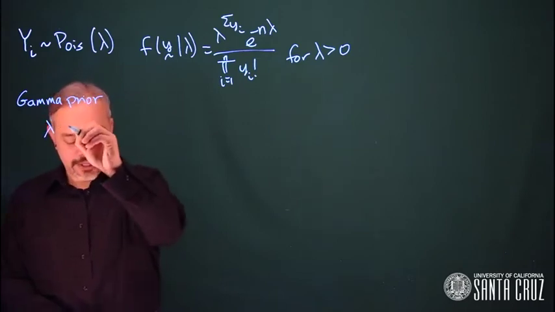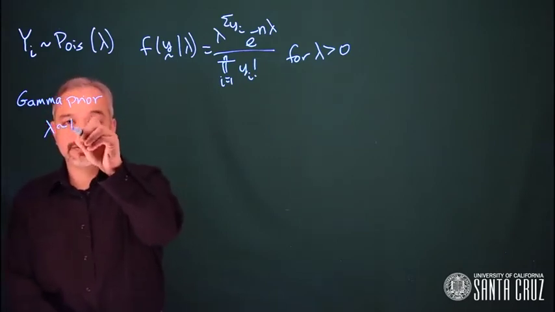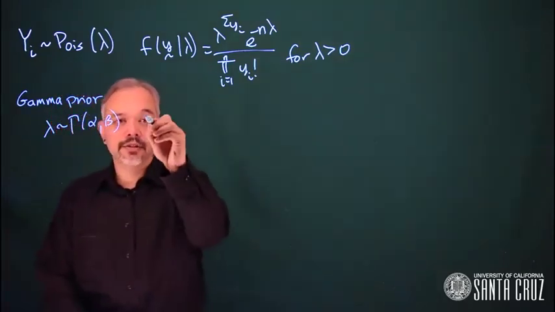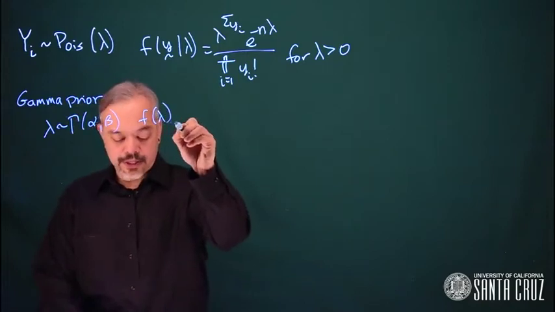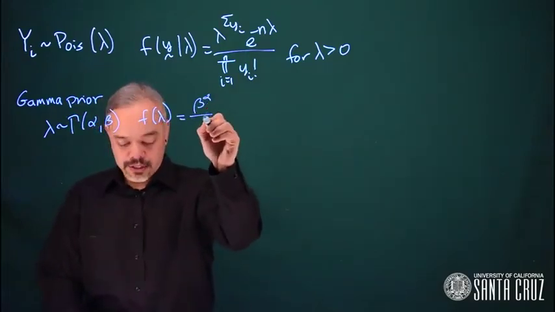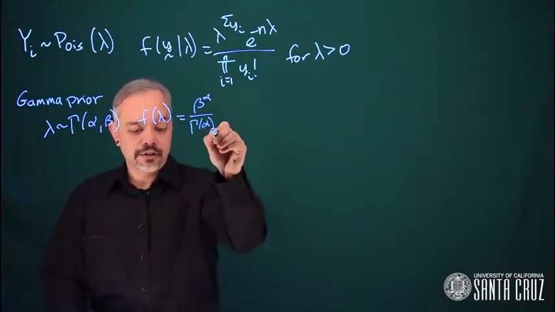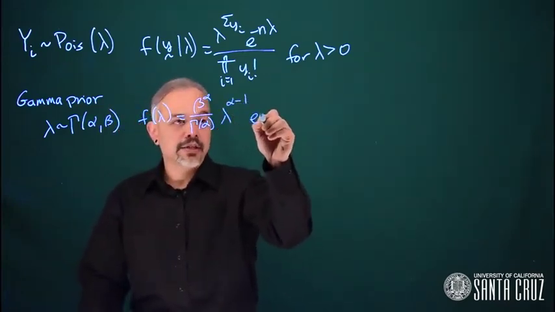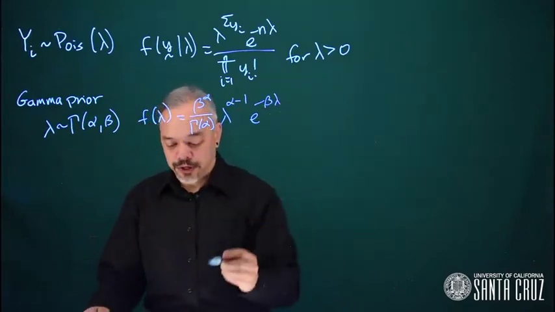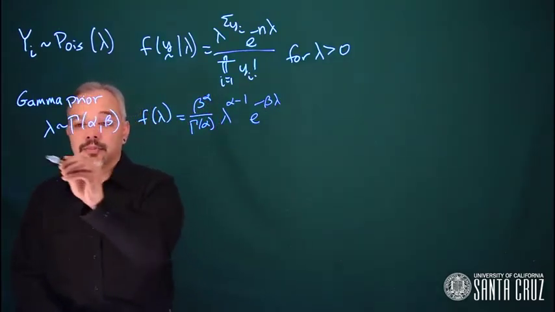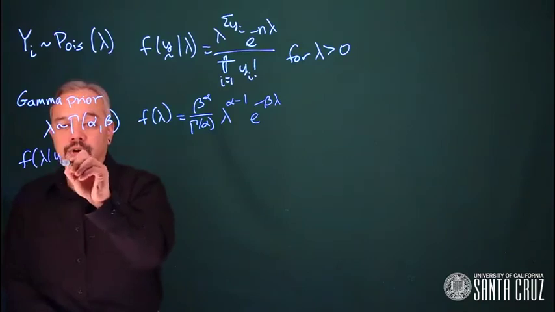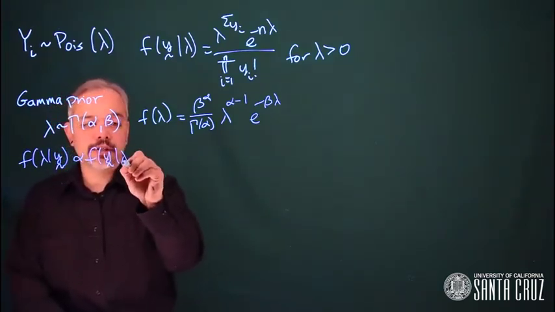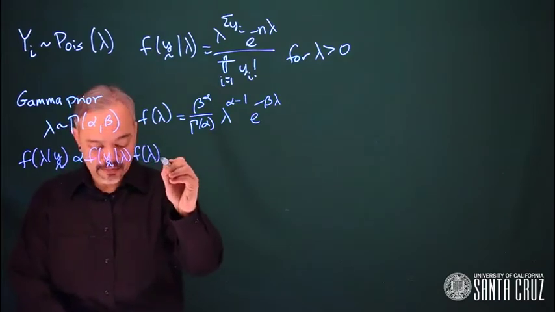So a gamma prior for lambda is going to look like lambda being a gamma prior with parameters alpha and beta. f of lambda is beta to the alpha over gamma of alpha times lambda to the alpha minus 1 e to the minus beta lambda for lambda greater than 0. Thus the posterior, f of lambda given y, will be proportional to the likelihood, f of y given lambda, times the prior, f of lambda.